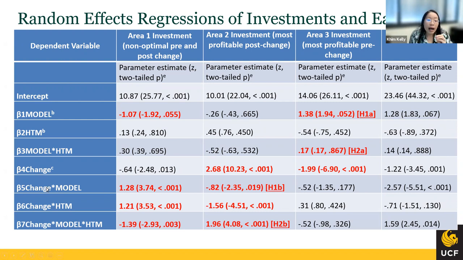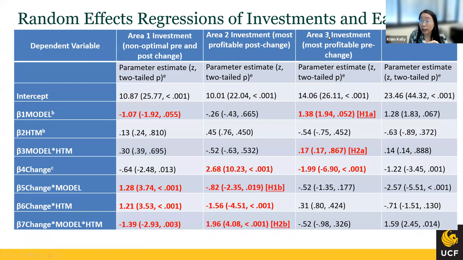And then after that, I have all the interactions with the change variable: change times model, change times HTM, change times model times HTM. Now, these four variables that have change in front of them capture the effects of the model and the HTM and the interaction in the post-change periods, all right? Okay, so let's take a look at the formal test of the hypothesis.